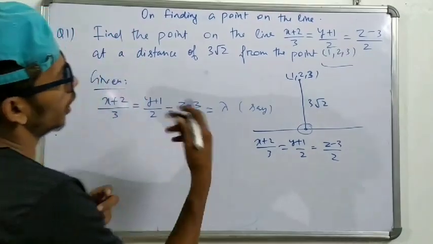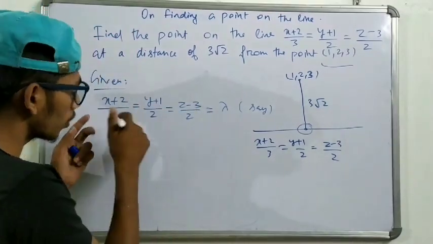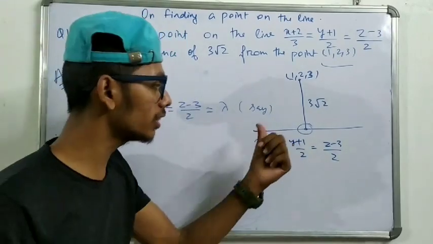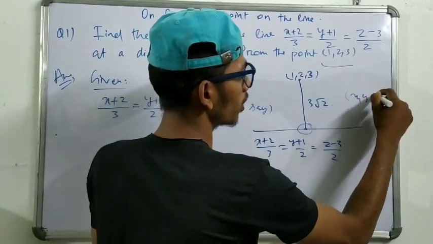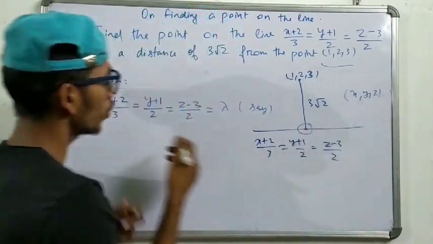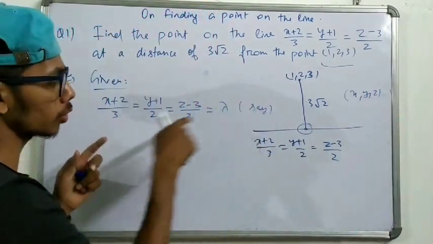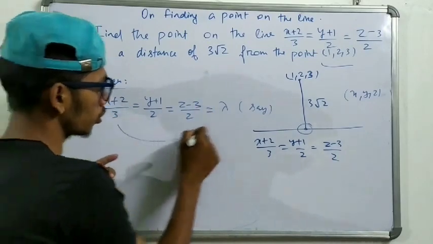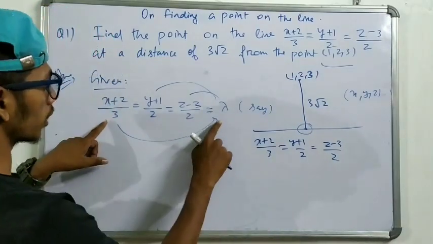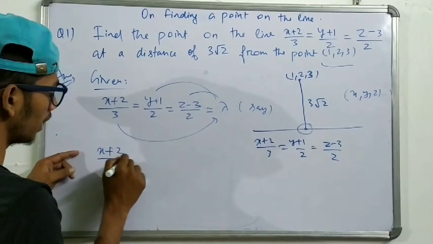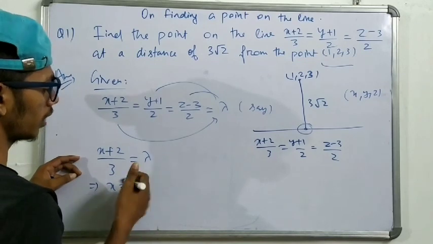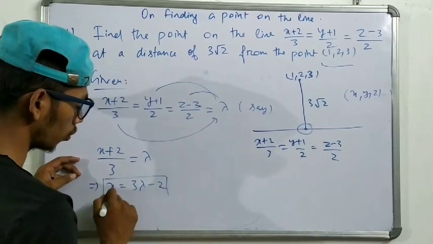After this step we have to find the value of x. Any point on this line is somewhat like x comma y comma z. So we have to find the value of x, y, z from this line. You can use these equalities to find the values of x, y, z. Comparing, (x plus 2) by 3 is equal to lambda. What will be my x value? The value of x is 3 lambda minus 2.